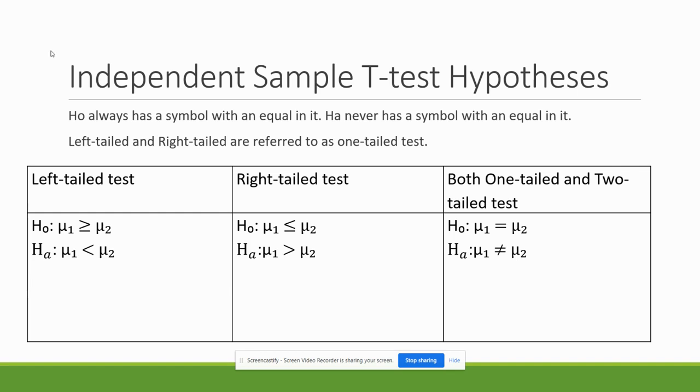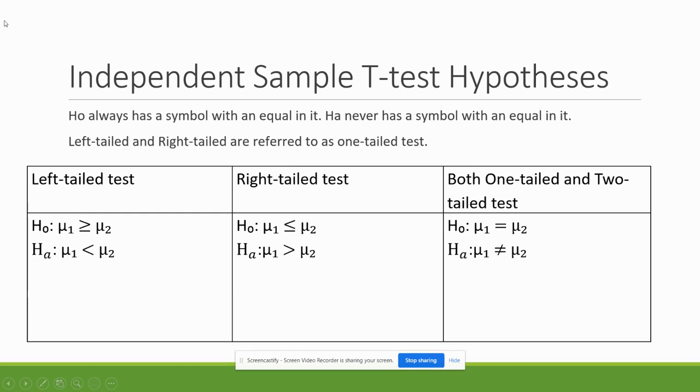So this table right here is only for the independent sample t-test hypotheses. Let me talk about these. I'm going to cut the video, then do some examples for the independent sample t-test, and then I'll show you the ones for the dependent. Again, this is only for the independent sample t-test hypotheses.